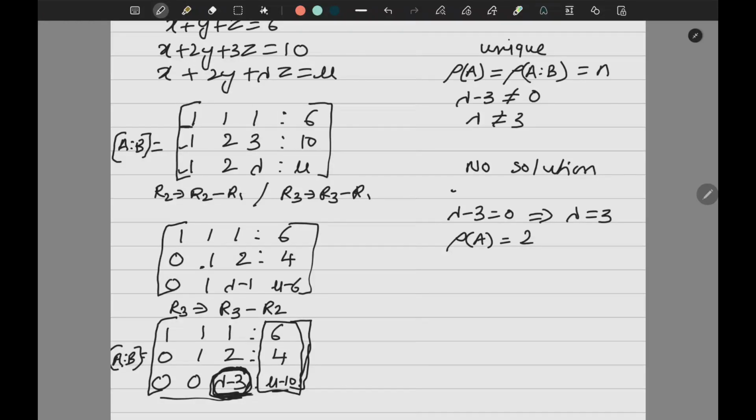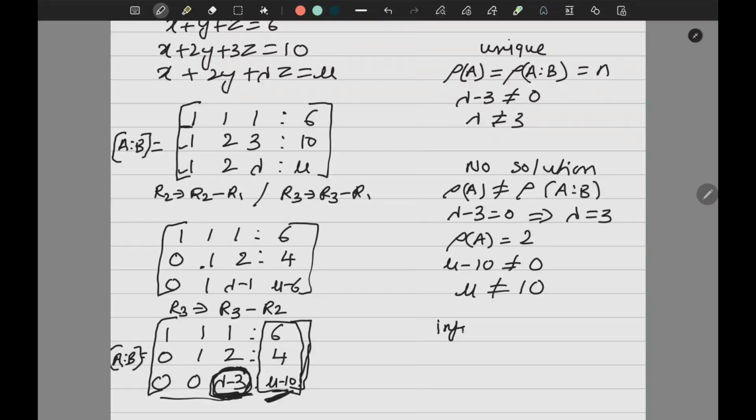For no solution, what is the condition? The rank of A should not be equal to the rank of [A|B]. So if the rank of A I made 2, the rank of [A|B] should be 3. Right? If I make it also 2, then again I will get a solution. So for that condition, what should happen? Mu minus 10 should not be equal to 0. If I have a non-zero number here, the rank of [A|B] will become 3. Right? So mu should not be equal to 10. So this is the condition for no solution.